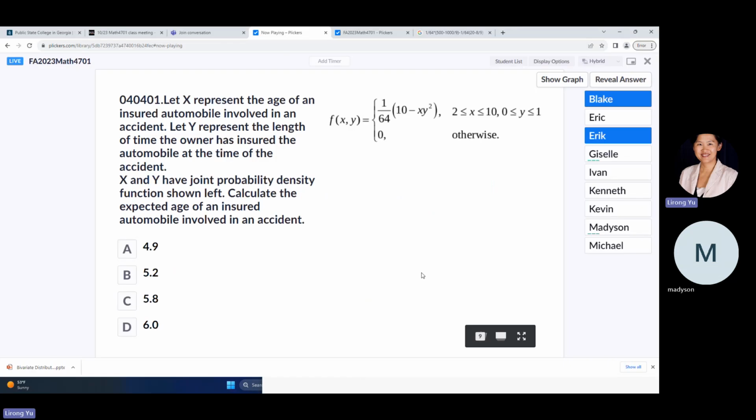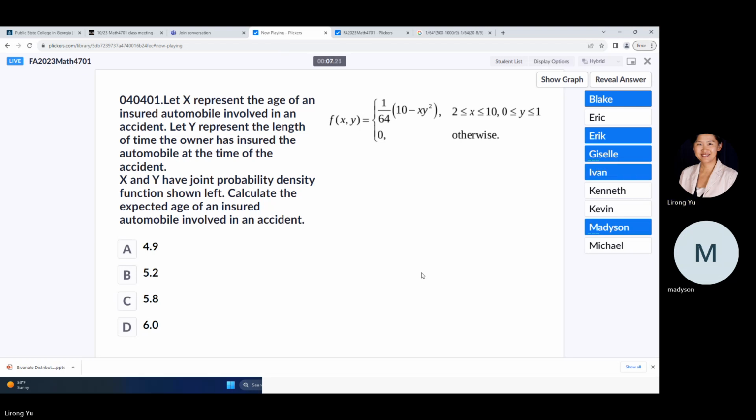Okay, if you're ready to submit your answer, let me keep it here. You guys can submit the answer. See everyone answer the question. All right, all 5, including Madison, she answered it online. Any question?